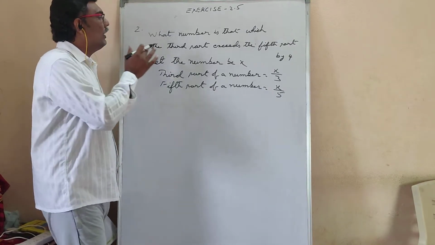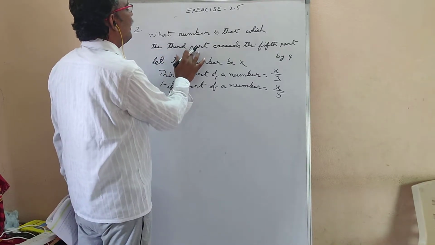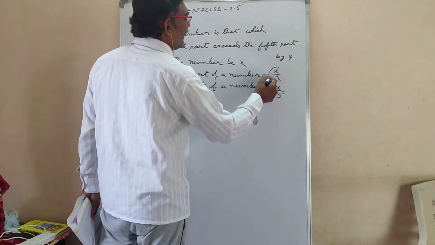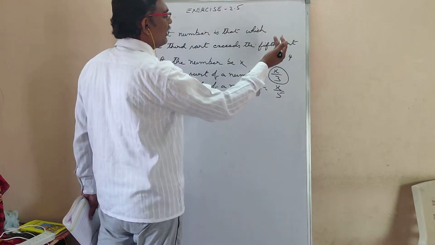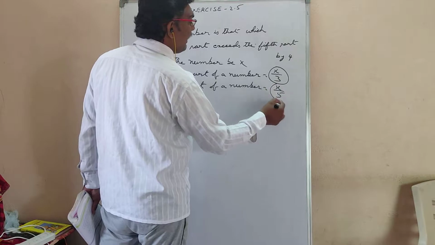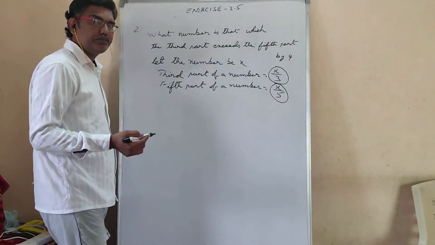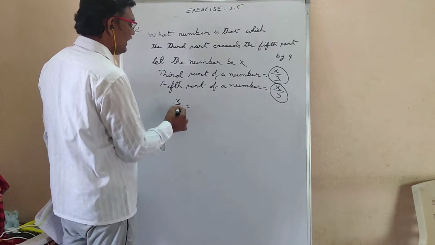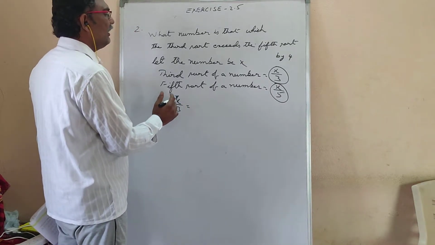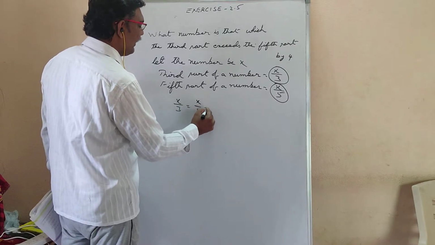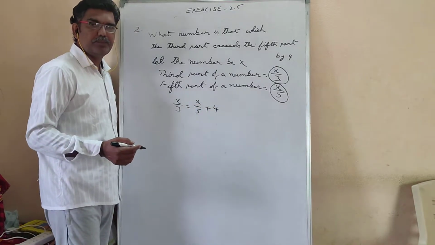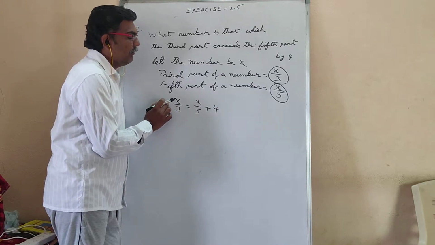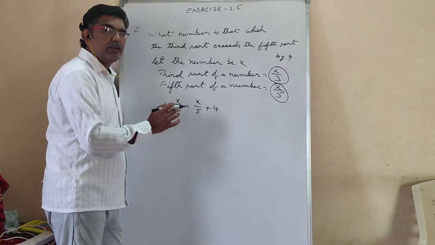Okay. Now what is he giving, see. Third part exceeds the fifth part. See, x by 3 is greater than x by 5 by 4. The meaning is x by 3 is greater. When will x by 3 come? For x by 5, if you add 4, you will get x by 3.